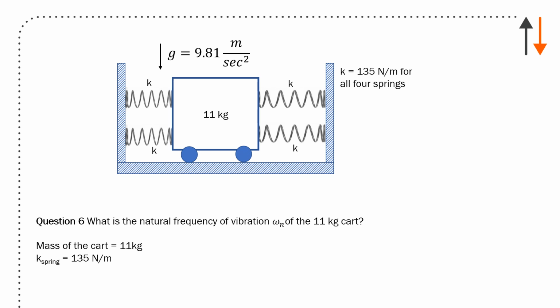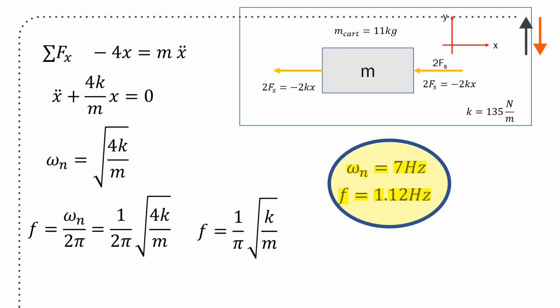Now, one of the final things that we often cover, or we always cover, is vibrations. And here's a kind of interesting problem. You have 4 springs with a spring constant of 135 newtons per meter. G again is defined downward. Natural frequency of the 11 kilogram cart, mass of the cart is given, k of the spring is given.